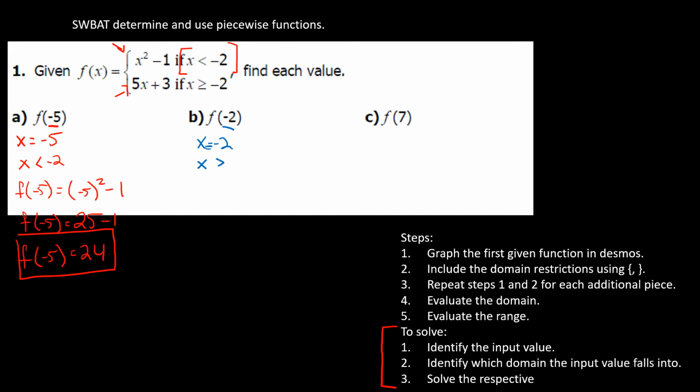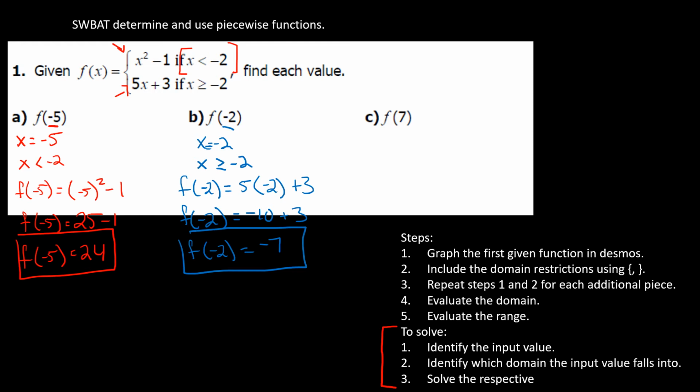So we're going to use the equation that goes with this domain. Then we'd say f of -2 is equal to 5 times -2 plus 3. Well, f of -2 is equal to 5 times -2, which is -10, plus 3. So f of -2 is equal to -7.